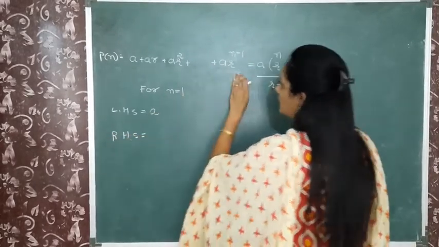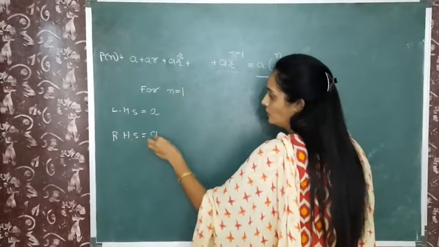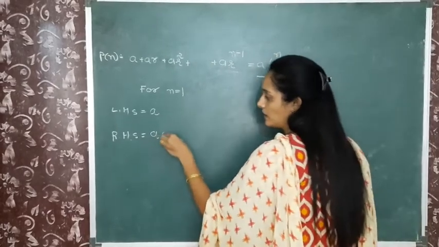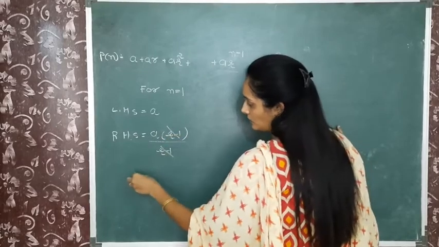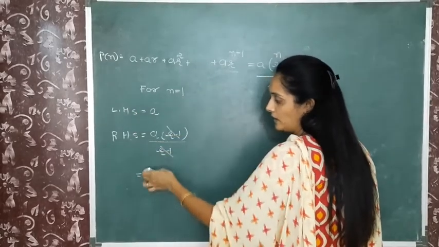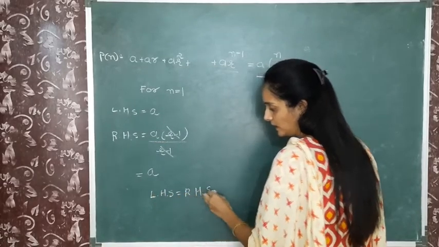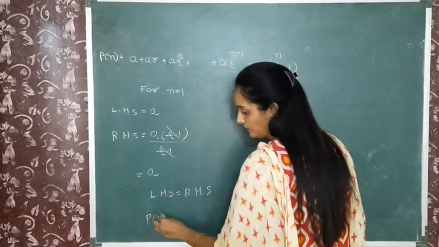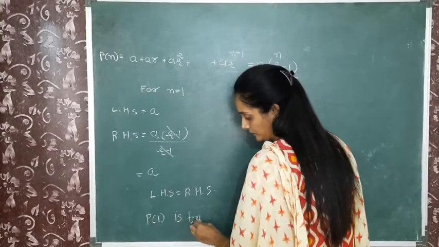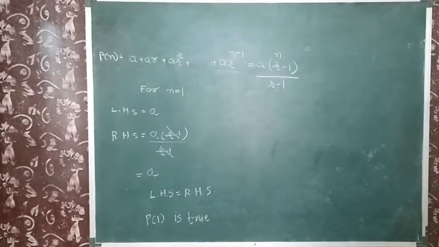And in the right hand side we can take n as 1. So a times r raised to 1, that means r minus 1 upon r minus 1. So a. So left hand side is equal to right hand side. So we can say that P(1) is true. Okay. Now we assume that P(k) is true.